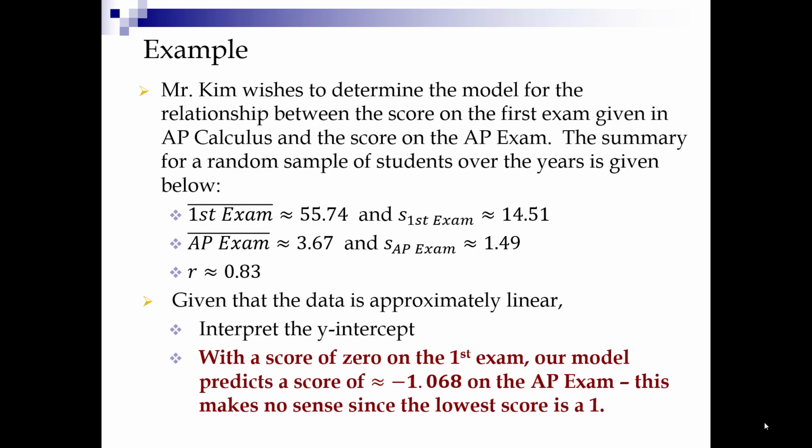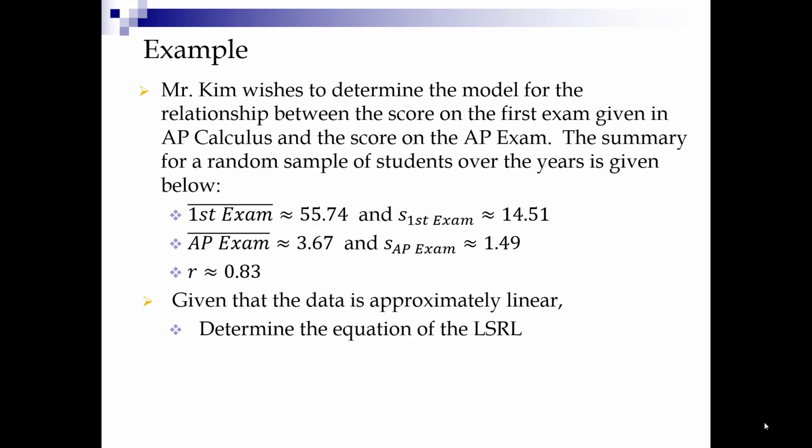exam. Of course, this makes no sense at all because the lowest score you could actually get on the AP exam is 1. That also tells us that we're not likely to see a score of 0 on the first exam. More than likely, some students will get some points, so we should rarely ever see a score of 0 or anything even close.